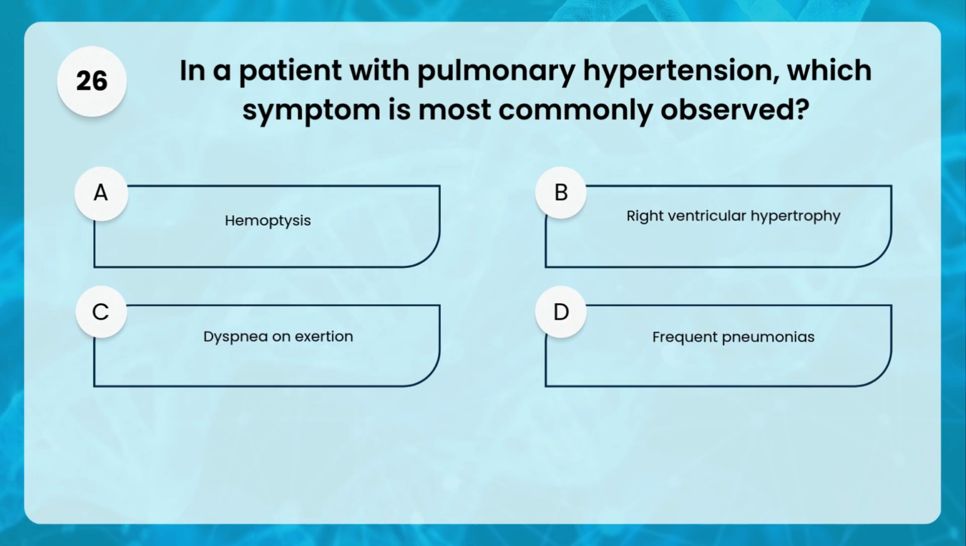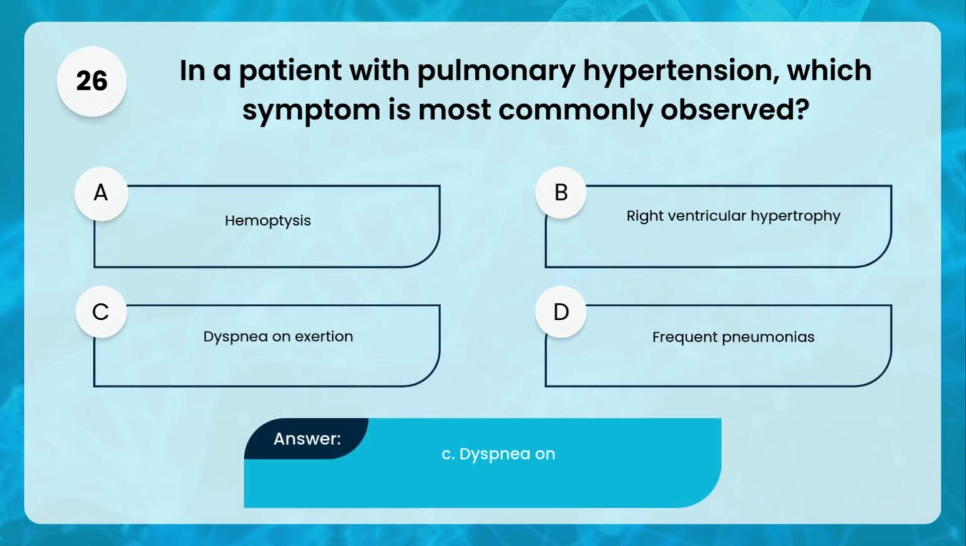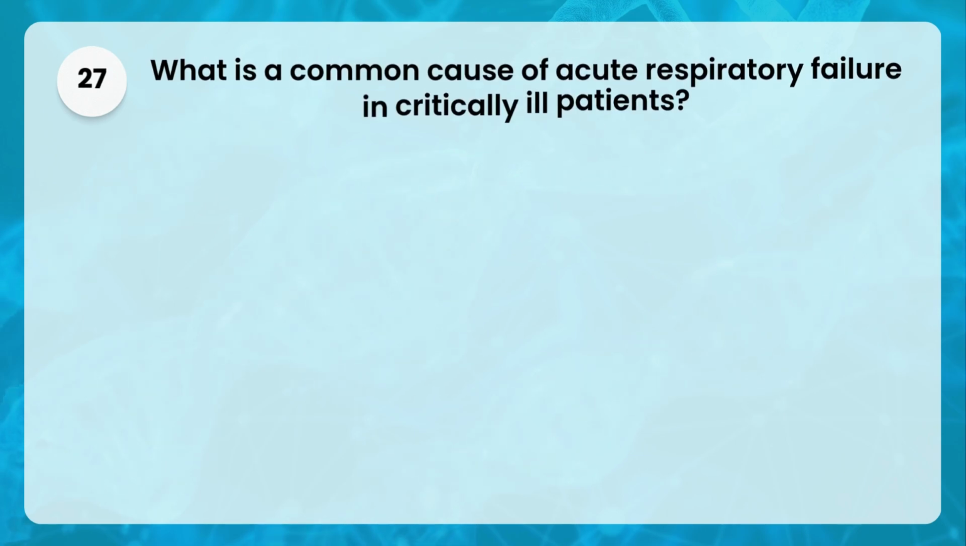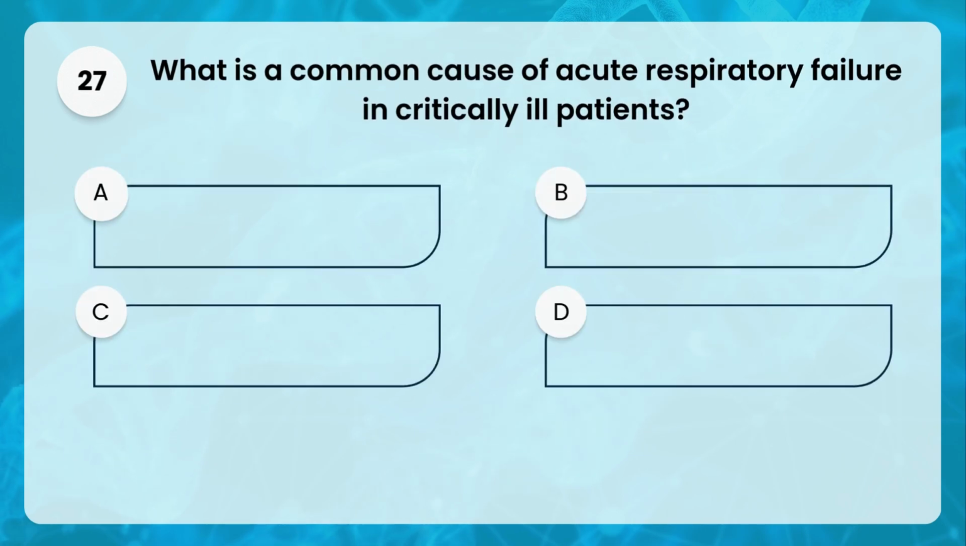26. In a patient with pulmonary hypertension, which symptom is most commonly observed? A. Hemoptysis. B. Right ventricular hypertrophy. C. Dyspnea on exertion. Or D. Frequent pneumonias. The answer is C. Dyspnea on exertion.